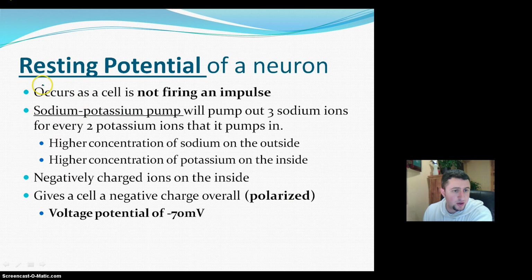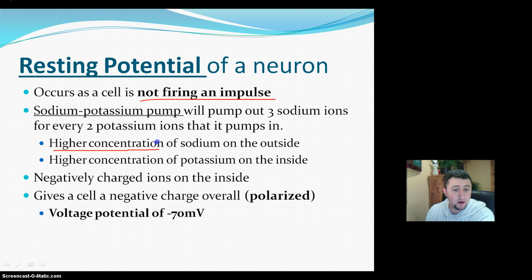So the resting potential occurs when a cell is not firing. That's important to know. The cell is at rest here, but a few complicated things are actually happening that would make you think the cell is not really at rest. But again, what it means to be at rest if you're a nerve cell is that you are not firing an impulse. The sodium-potassium pump will pump out 3 sodium ions for every 2 potassium ions that it pumps in.